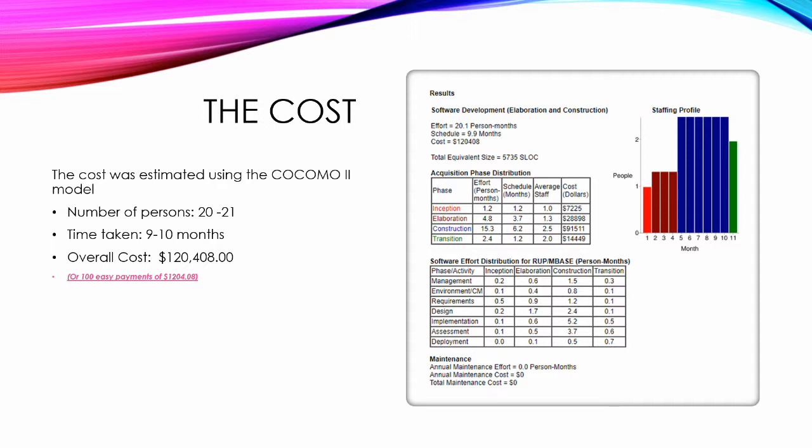The cost of the proposed system was estimated using the COCOMO 2 model, which is an algorithmic-based cost estimator. The overall cost was determined to be approximately $121,000. The time taken to complete the system would be around 9 to 10 months, and the number of persons required to develop the system would be 20 to 21.